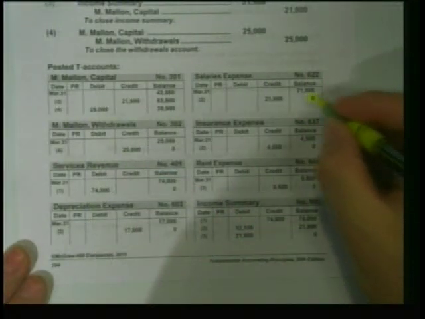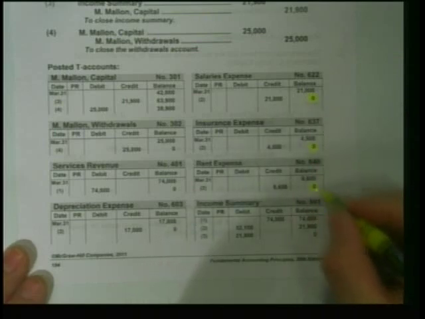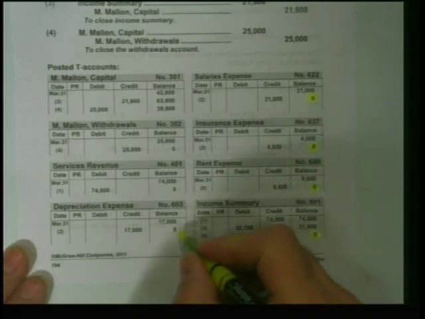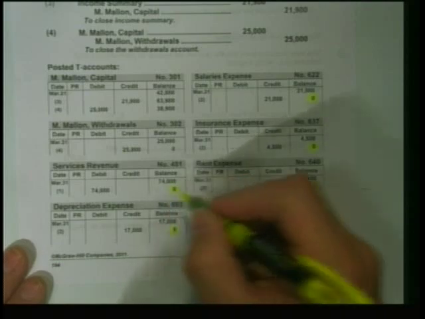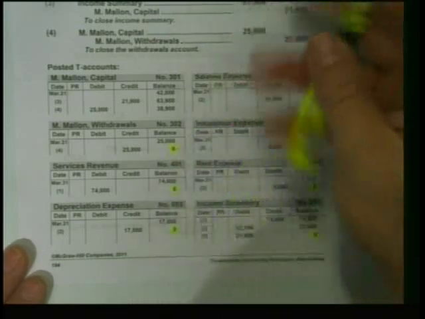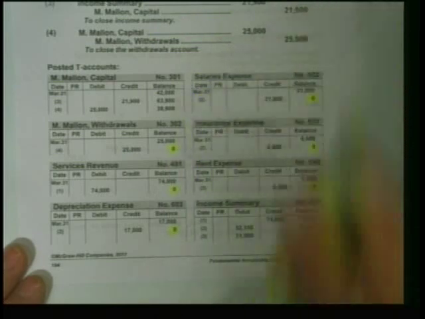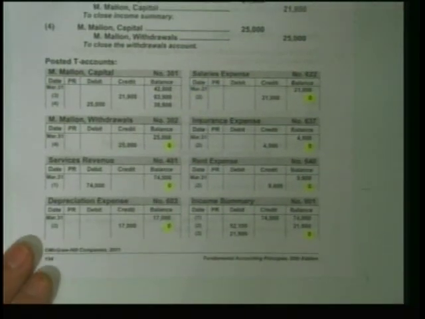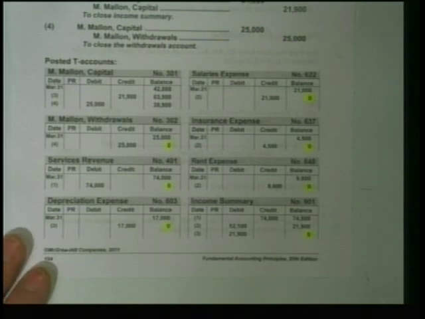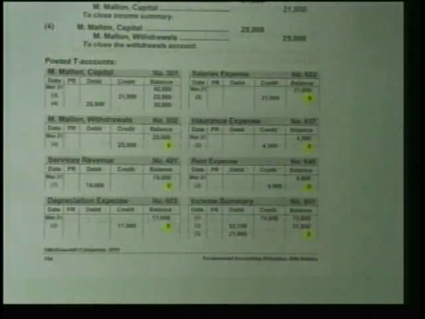Okay? What they're trying to get across there is the balances after closing are zero in your temporary accounts. Now, is it zero in capital? No. Because capital's not a temporary account. It's a permanent account, correct? But in your temporary accounts, the balance is zero. Correct? All right. Okay, any questions on exercise 4-1?